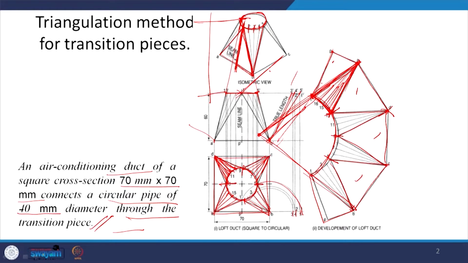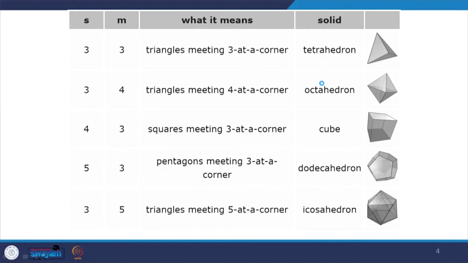So this is how the development of surfaces is fairly important when you are drawing machines and when you are drawing different parts in engineering and architectural structures. I will now move on to surface development for platonic solids. So if you remember, there were 5 platonic solids that we have discussed.